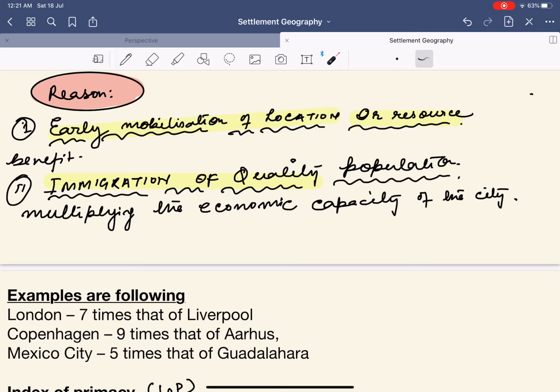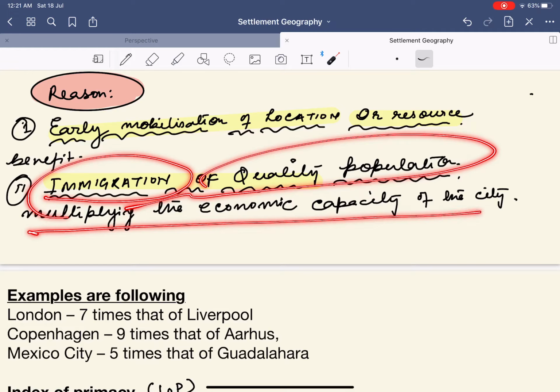Next, immigration of the quality population. With respect to this, I would like to give you the example of Australia. The population of Australia was very less. But slowly, people traveled from Europe, from Canada, from America, and then they settled in Australia. So even the immigration of the quality population multiplies the economic capacity of the city, resulting in the development of your primate city.